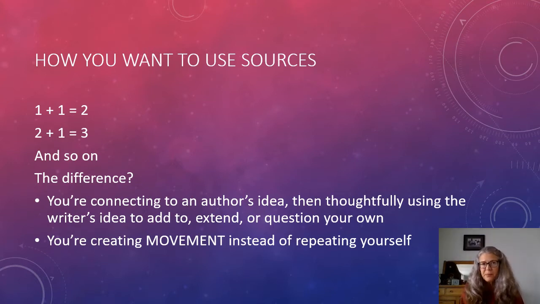You find something the two of you have in common, but then you use that writer's idea to add to or extend or to question your own thinking. In other words, you're creating movement by introducing, once again, a shared aspect, and then looking for what that author says that you haven't. That's how you create movement. And that is how you turn a paper from passable into possibly brilliant.